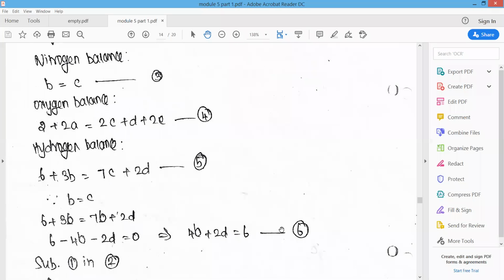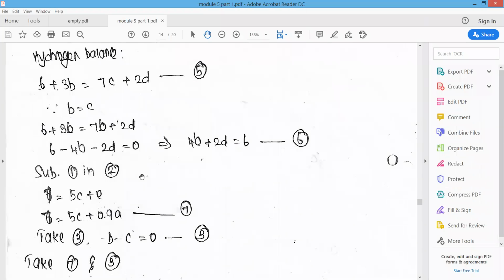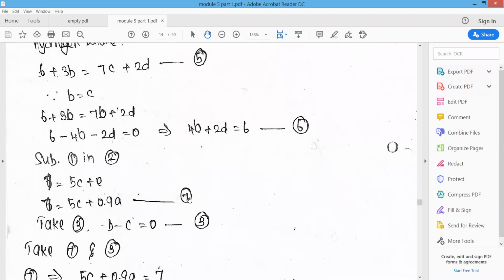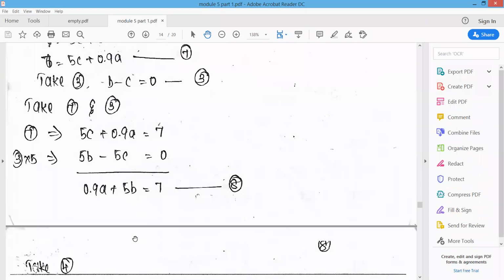Now what we have to do, substitute 1 in 2, that is E is equal to 0.9A. So this equation also will be converted in C and A form. Substitute 1 in 2, you will get 7 is equal to 5C plus 0.9A. Now take equation 3, that is B minus C is equal to 0. Compare equation 7 and 3. The 7th equation is 5C plus 0.9A is equal to 7. The third equation you multiply with 5, so you will get 5B minus 5C is equal to 0. So this C will get cancelled, and you will get 0.9A plus 5B is equal to 7.